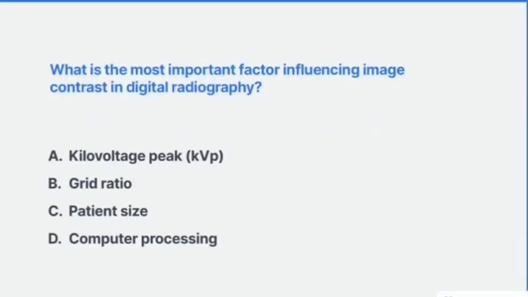Here's a quick practice question so you can test your knowledge. What is the most important factor influencing image contrast in digital radiography? The correct answer is D, computer processing. KVP, grid ratio, even patient size all have an influence on image contrast, but computer processing has the greatest influence. Modern radiography systems are so effective at measuring signal differences in the remnant beam that other factors have a much smaller effect on image contrast.